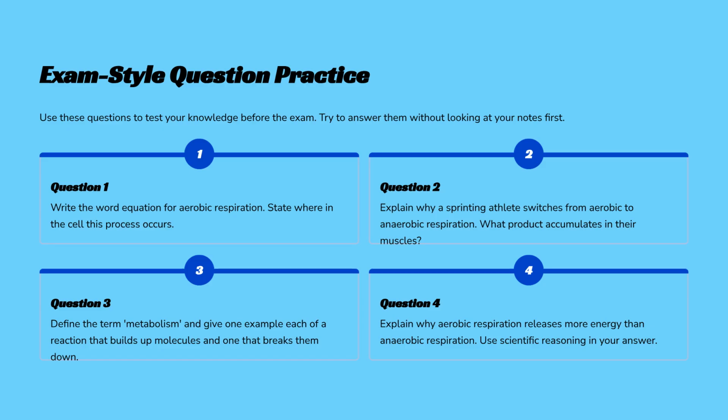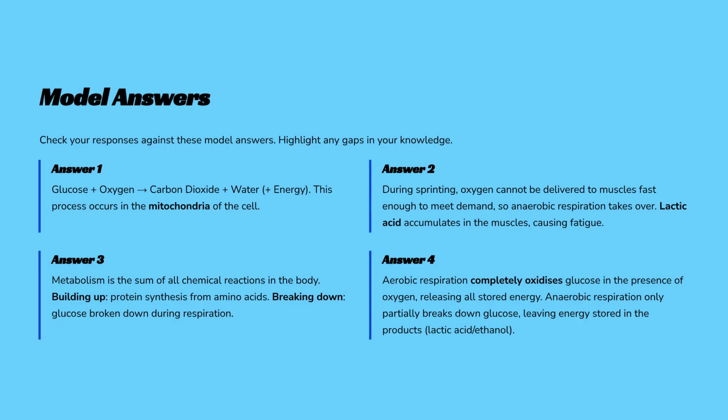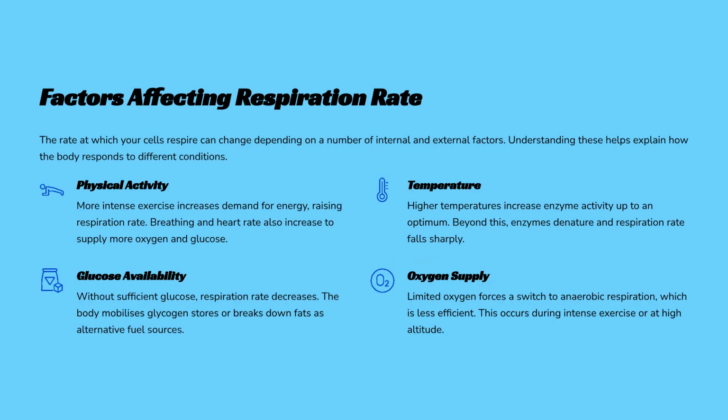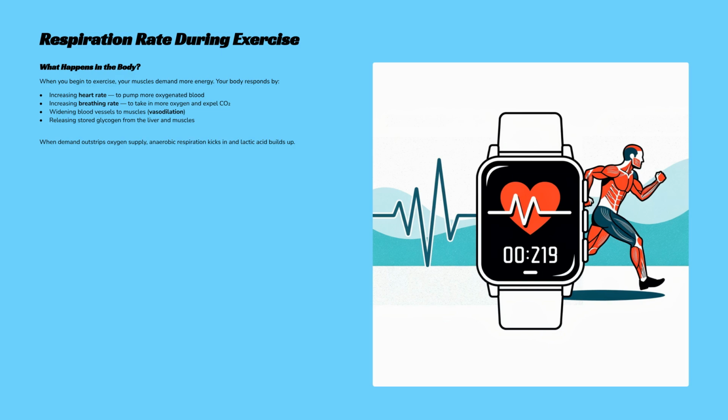Let's test your knowledge with some exam-style questions. Try to answer these before checking the model answers. First, can you write the word equation for aerobic respiration and state where it occurs? For our second question, explain why athletes switch to anaerobic respiration during a sprint and identify the product that builds up in their muscles. Moving to the third question, define metabolism and provide one example of a reaction that builds molecules up and one that breaks them down. Question 4. Use scientific reasoning to explain why aerobic respiration is more efficient at releasing energy than anaerobic respiration.